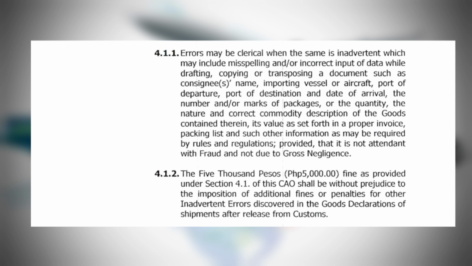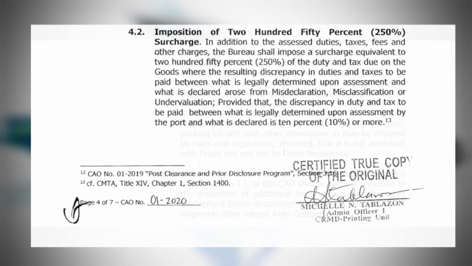4.1.2 The 5,000 pesos fine as provided under Section 4.1 of this CAO shall be without prejudice to the imposition of additional fines or penalties for other inadvertent errors discovered in the goods declarations of shipments after release from customs.